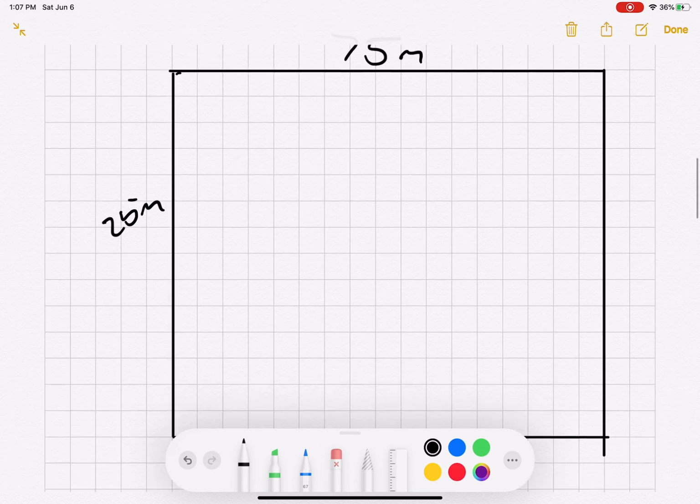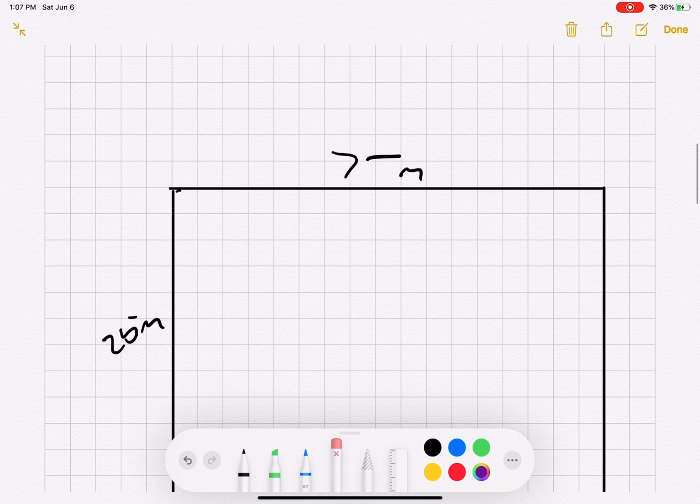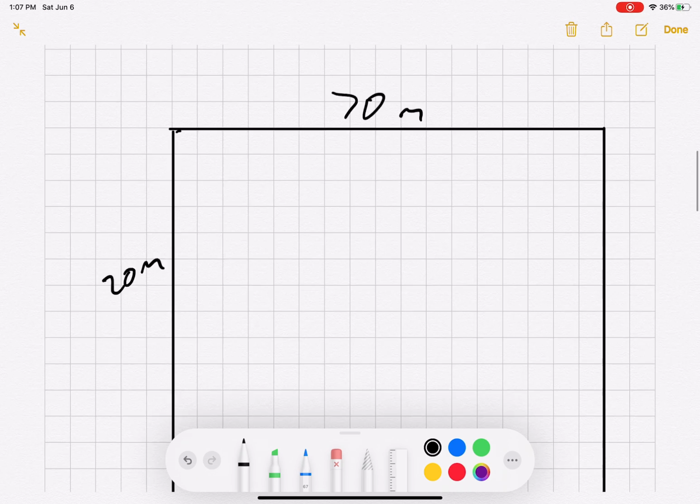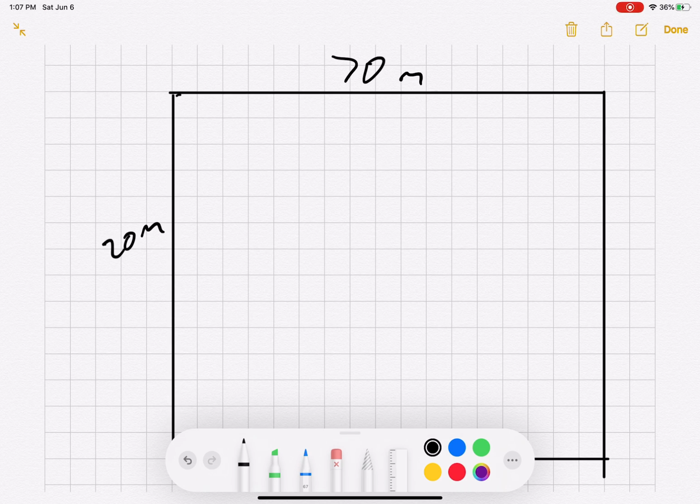Okay, and I'm just going to change this here. I decided to be a little nicer. Okay, so now I'm going to get you to find the area of this rectangle as well. So just pause the video and find the area of this rectangle. Okay, so now coming back, we have a length of 70 meters multiplied by 20 meters, and that 7 times 2 is 14, and I add my zeros in with my meters and squared.